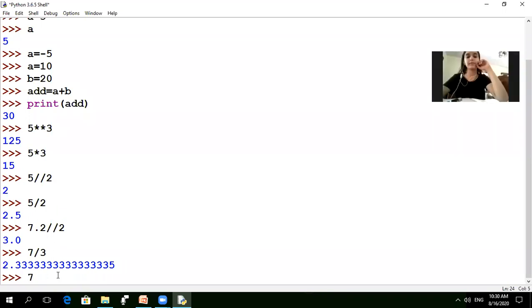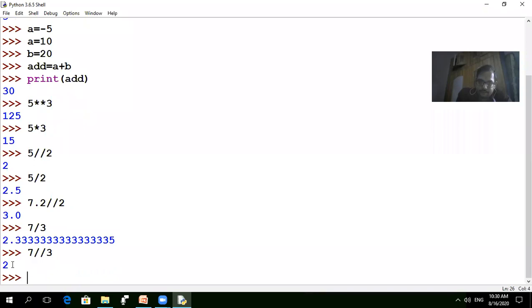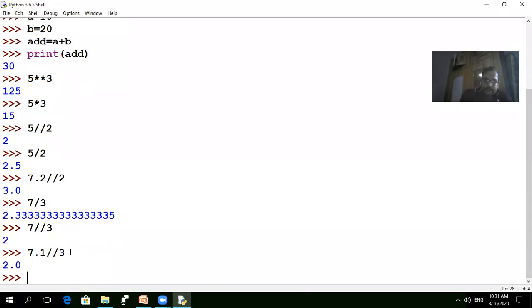Yes. Now 7 floor division by 3. Here both the numbers are integers. First operand as well as second operand are both integers. So you will get only the integer quotient, which is 2. Is it clear? Or if you have a number like 7.1, in terms of float, and you want to perform floor division, this time you will get the answer in decimal. This is the difference. Clear? Yes, sir. Okay.